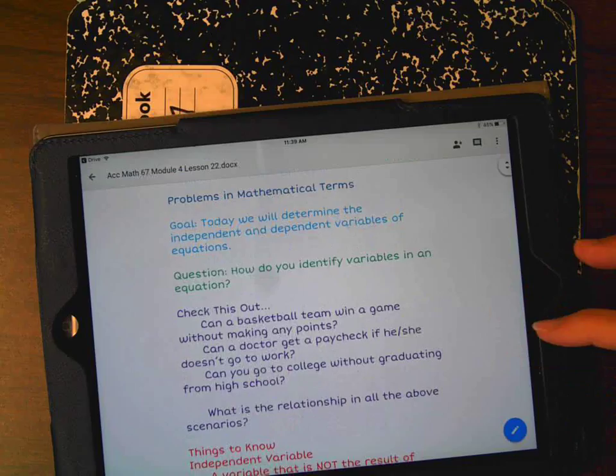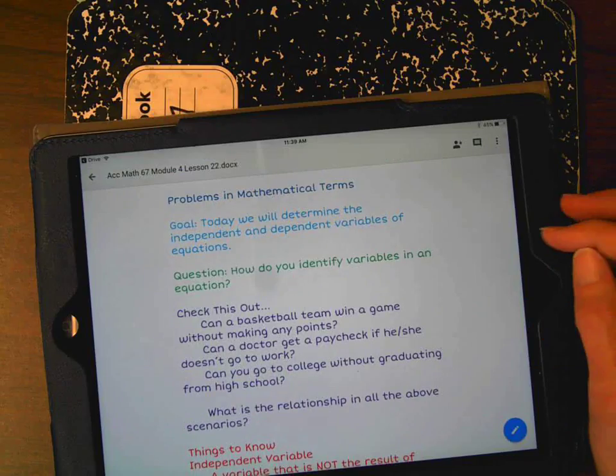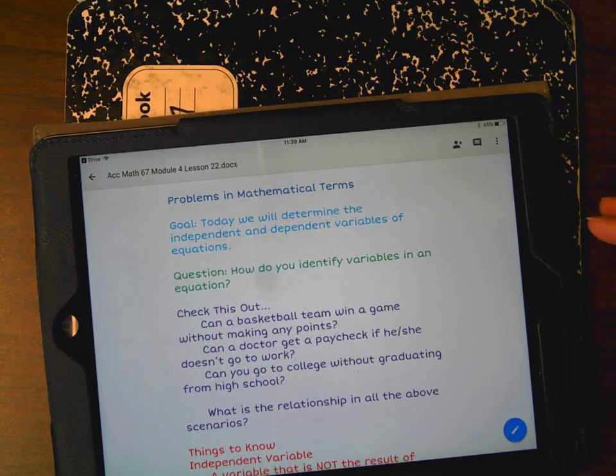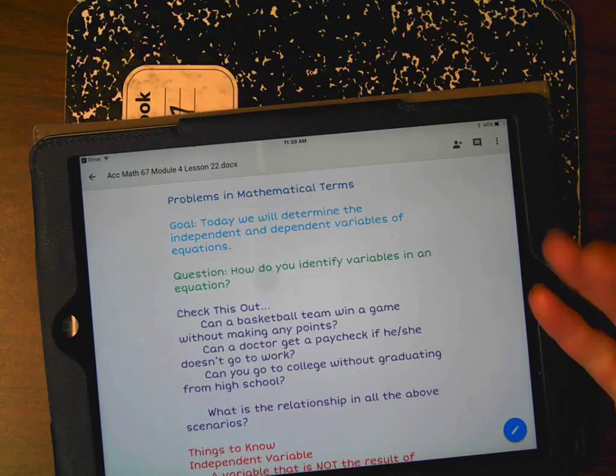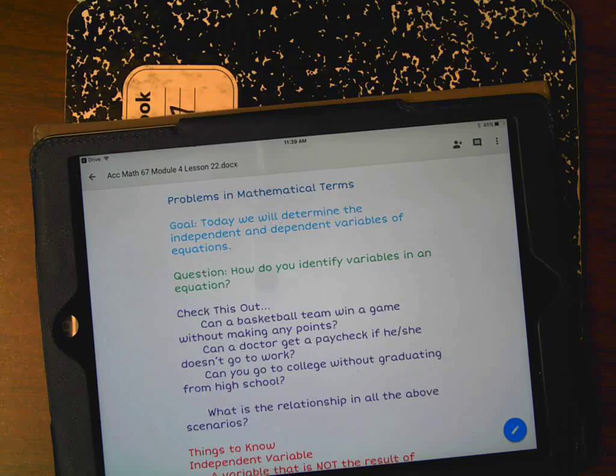So in our problems that we're going to work on tomorrow, because it says problems in mathematical terms, in those problems you're going to have to decide which one of the things in the word problem depends on the other. And so it's really, really important that you can figure these things out. A lot of times, one of the ways that I am successful with trying to figure it out is read it out loud. Talk about it. What depends on something else? If nothing depends, then you know it's the independent. If something depends on something else, then you've figured out which one is the dependent.